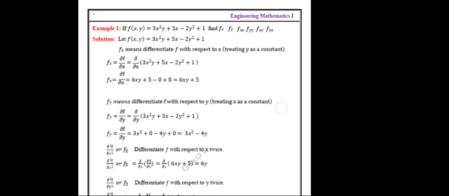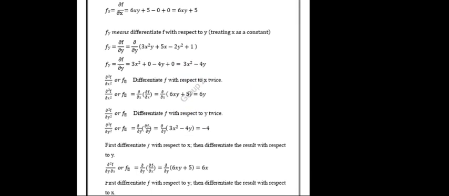Then our next example is f of xy. How can we solve this? Let us see. First differentiating f with respect to y, then differentiating the result with respect to x. Differentiating f with respect to y gives us 3x square minus 4y, and differentiating the result with respect to x gives us 6x. I hope you are getting it.